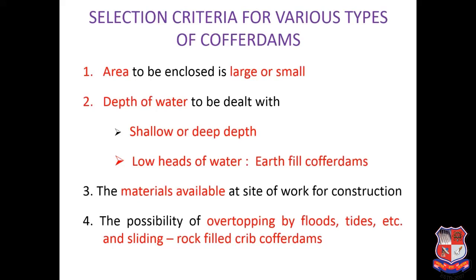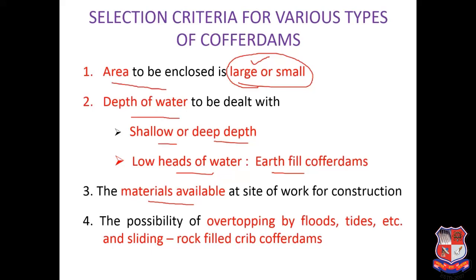Now these are the selection criteria for different types of cofferdams. First, very important, is the area to be enclosed, whether it is large or small. Generally for a large area it is advantageous over caissons. Then the depth of water to be dealt with, shallow or deep. For low head of water, earth-fill cofferdams are generally provided. The materials available at the site of work will also decide the type of cofferdam, as well as the possibility of overtopping by floods.